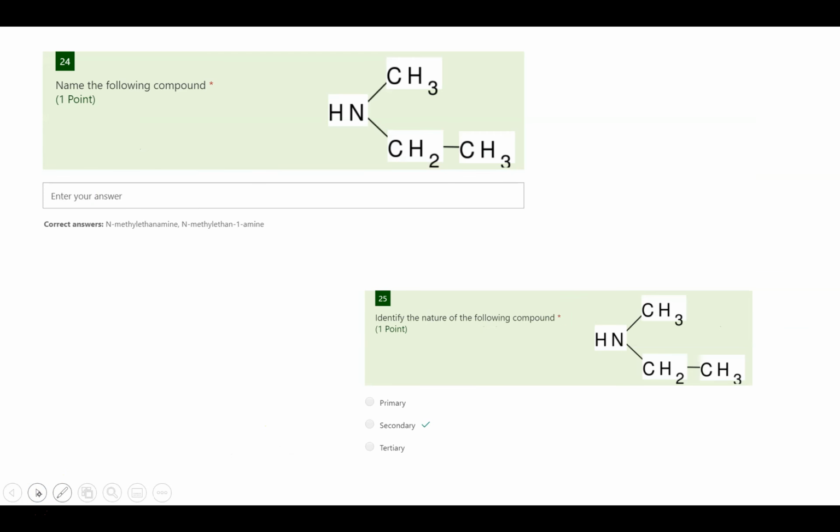Then we have this one, which is just tasty meatball. Okay, so there's 2 questions about the one compound. That's why we've joined them up here.